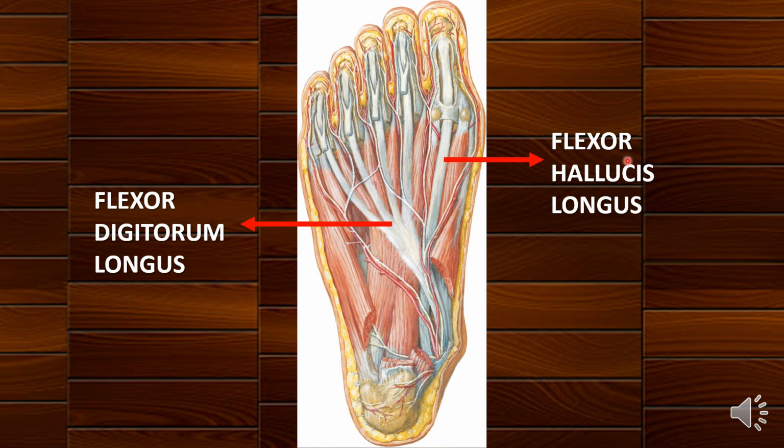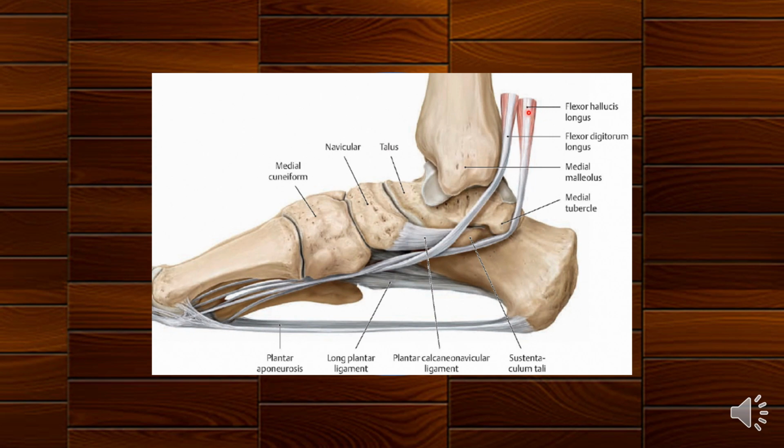The plantar flexion of the big toe is done by flexor hallucis longus, and the plantar flexion of the lateral four toes is done by the flexor digitorum longus. And both of them will also help in plantar flexion of the ankle joint. This is the tendon of flexor digitorum longus. It is going to pass into the sole, and it is going to divide into 4 tendons.